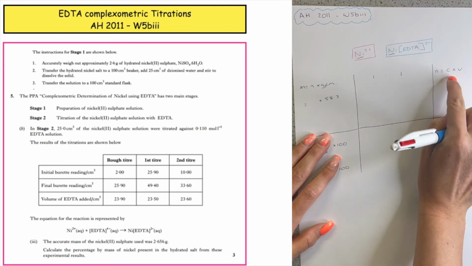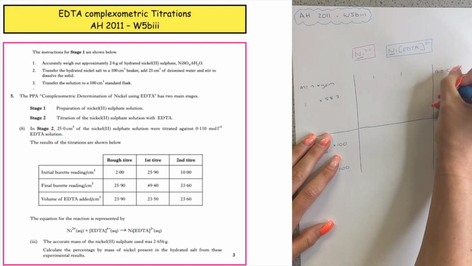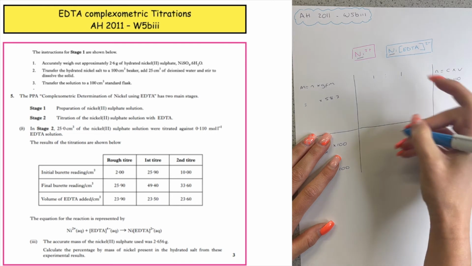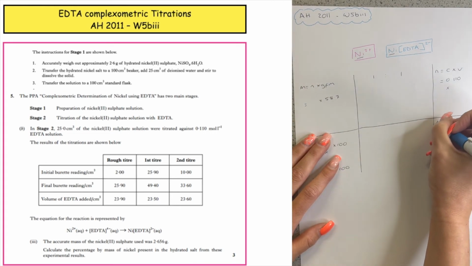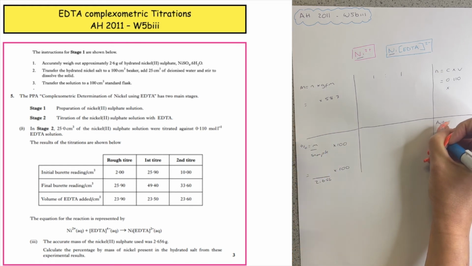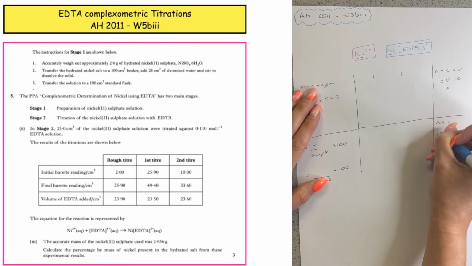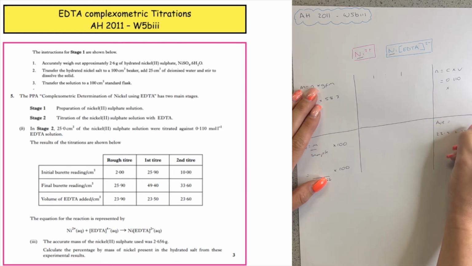So we do n is equal to c times v. The concentration is given as 0.110 times by the volume. Now we're given a table, which means we need to work out the average volume. That's when we're using our concordant results, so that's when the results of the total volume are within 0.1 of each other. So we're going to use 23.5 plus 23.6 for titre 1 and titre 2, divided by 2, which will give me an average titre of 23.55.